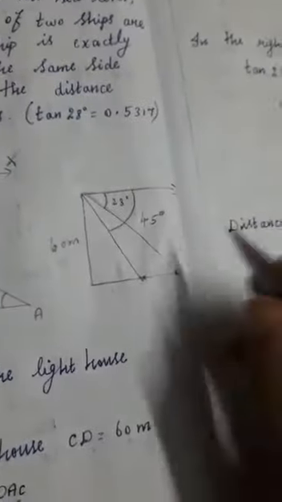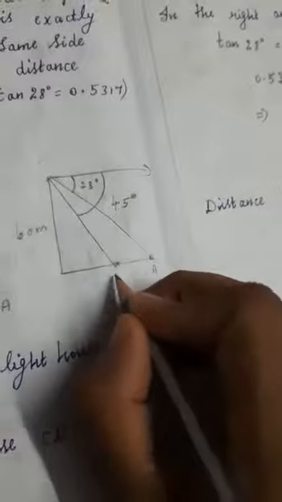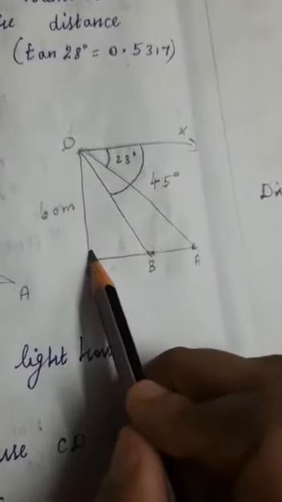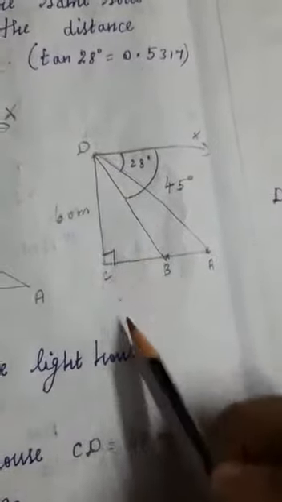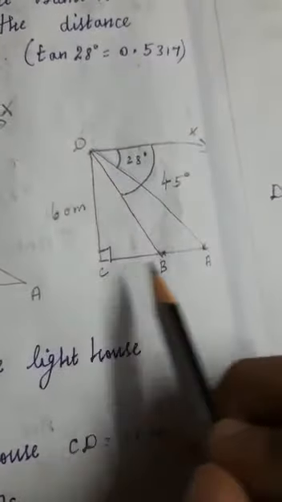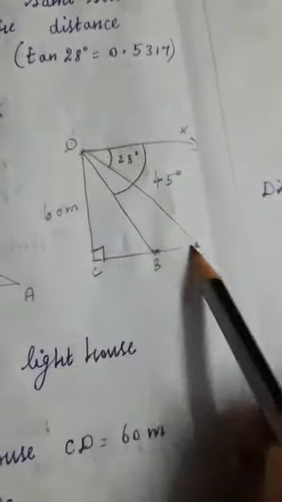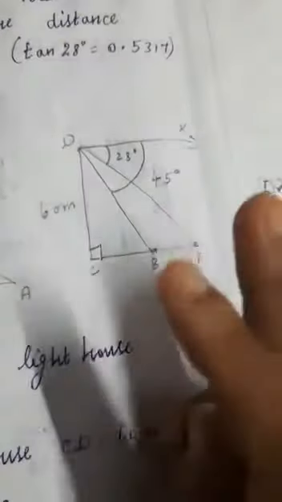Next, put the letters A, B, C, D, X. Now we know that you have got two right angles. Can you name that right angle? One is DCB, that is one right triangle. The next one, this full right angle triangle, that is DCA. So you have got two right angle triangles.